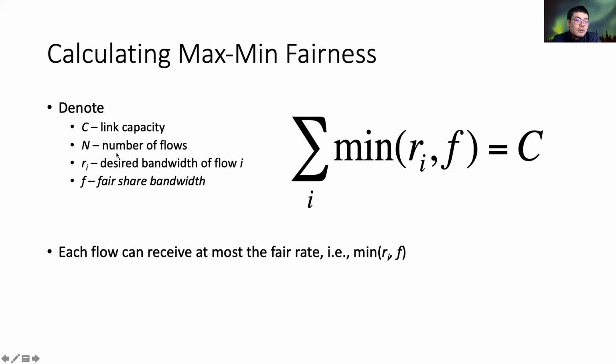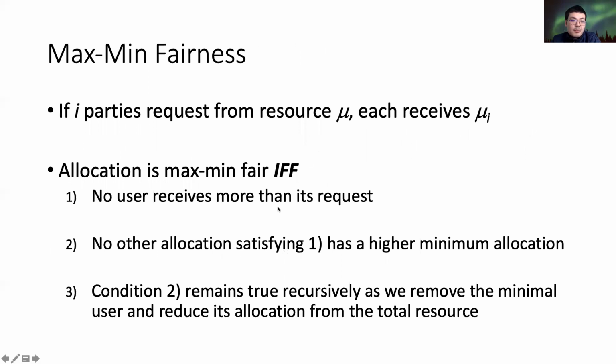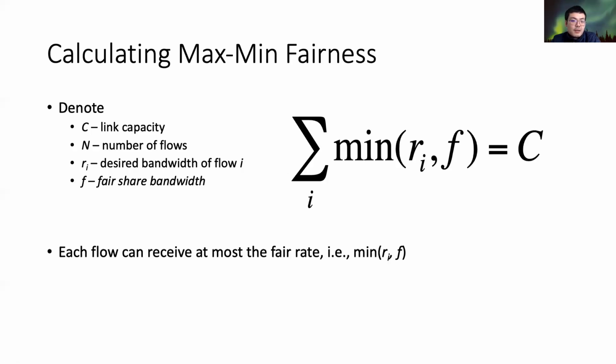Assume we have n flows, n streams going through this link. Everyone will have a desired bandwidth, R_i. I want to send at that particular speed, but then you will get back a speed that will not be more than your request. You will get mu_i, which is either R_i if you are not sending too fast, or F, which cuts off your desired sending speed. You should not go beyond that. F is the so-called fair share bandwidth. If you have too much data to send and request too much bandwidth, I only give you F. That's the maximum.